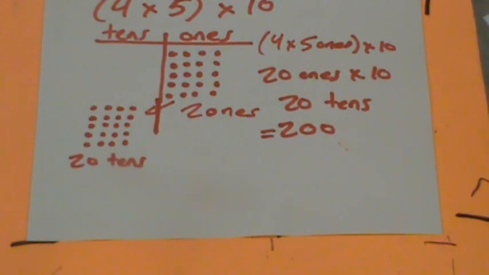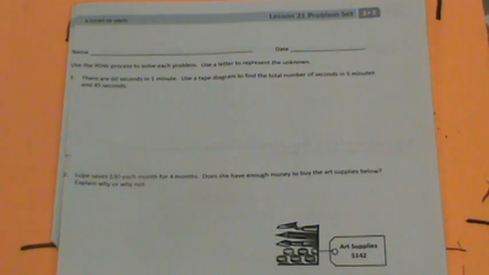Let's see what we got going here. Find out what's what in the Eureka Math World problem set time. Here we go. We got page 57. Is this the right one? Oh no, I got the wrong one. I got lesson 21. We need lesson 20.